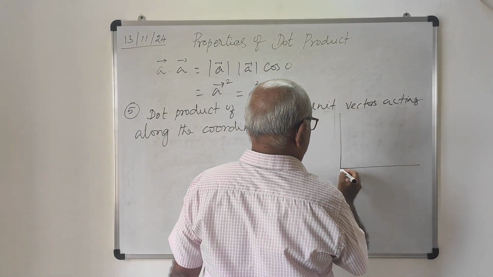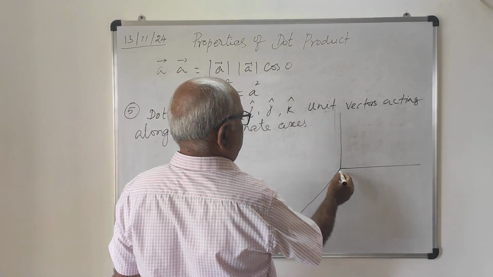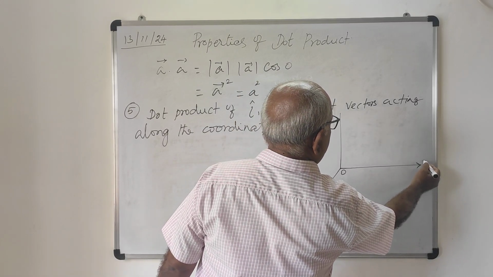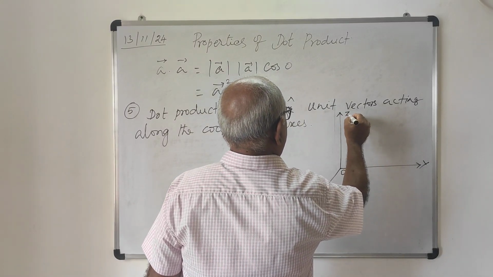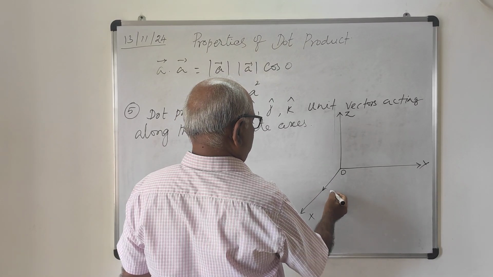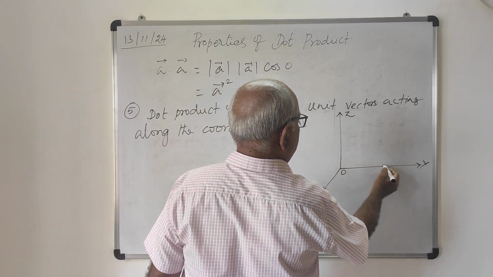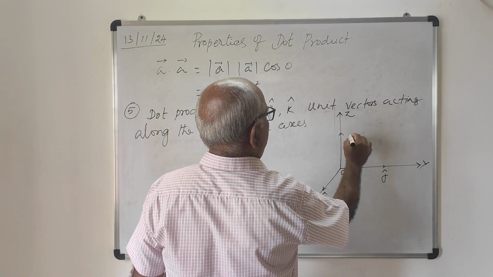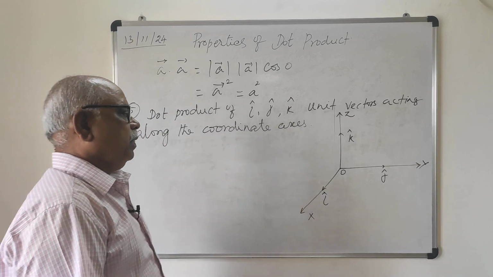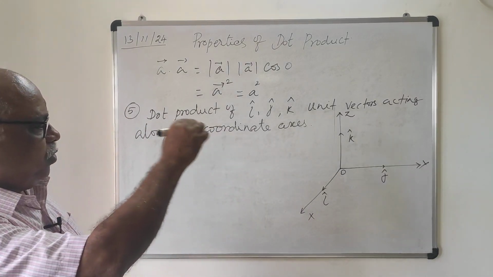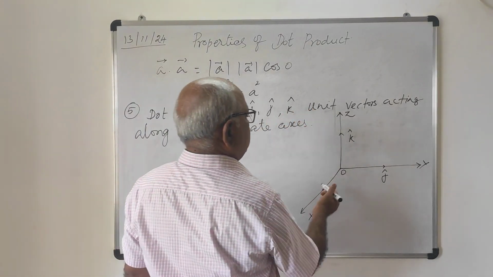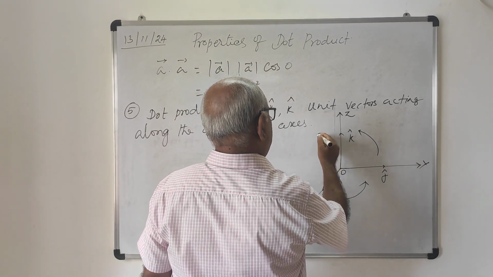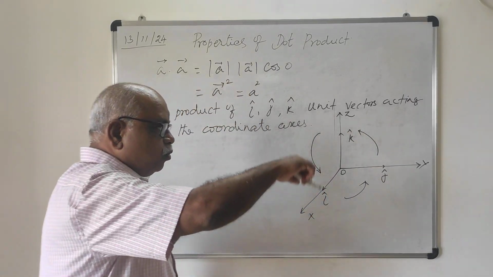This is a three-dimensional coordinate system. This is our origin. This is the x-axis, y-axis, and z-axis. In the direction of the x-axis, you get the unit vector i cap. In the direction of the y-axis, you get the unit vector j cap. And in the direction of the z-axis, you get the unit vector k cap. Now we have to find the dot product of the i, j, k unit vectors. These i, j, k are unit vectors, and these are to be taken in the counterclockwise direction.